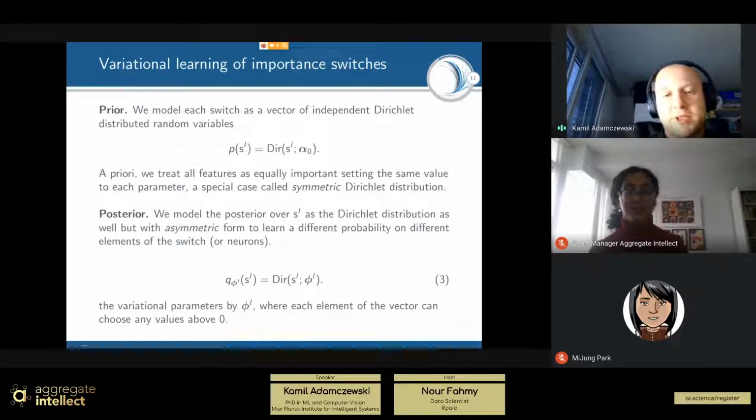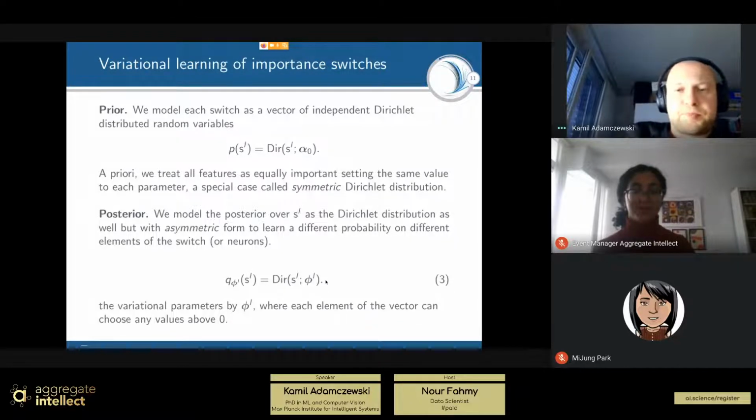In a similar way, posterior is actually what we are learning. And in this case, we want to learn the asymmetric Dirichlet distribution. And these are the parameters which we are learning during this inference. So we model them as Dirichlet distribution, and then we are learning them.